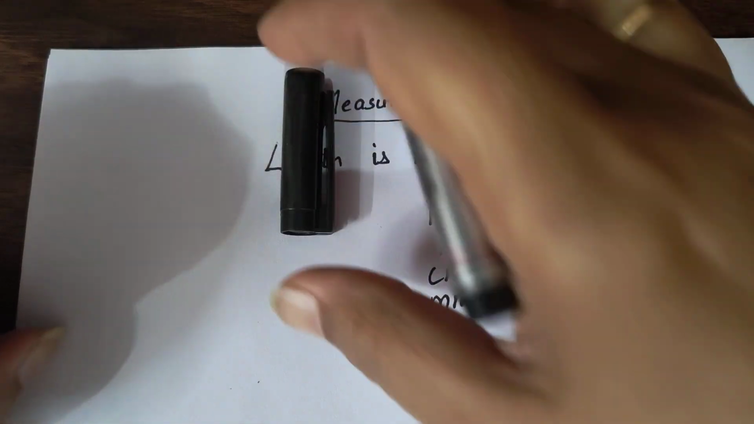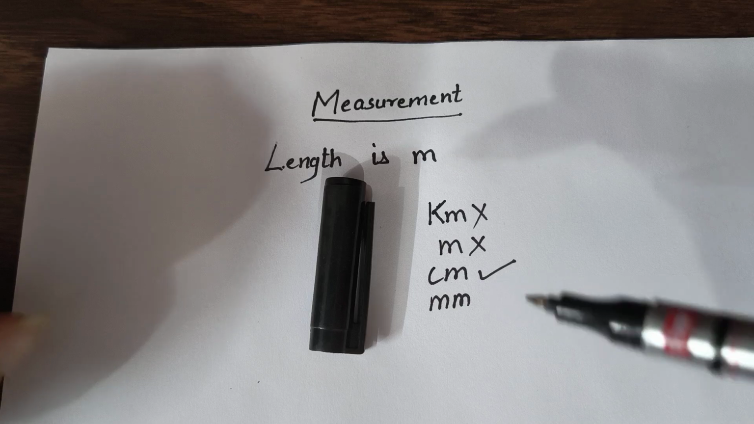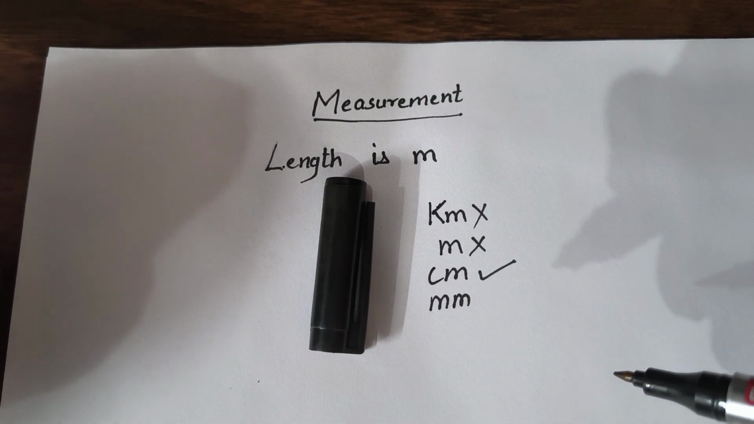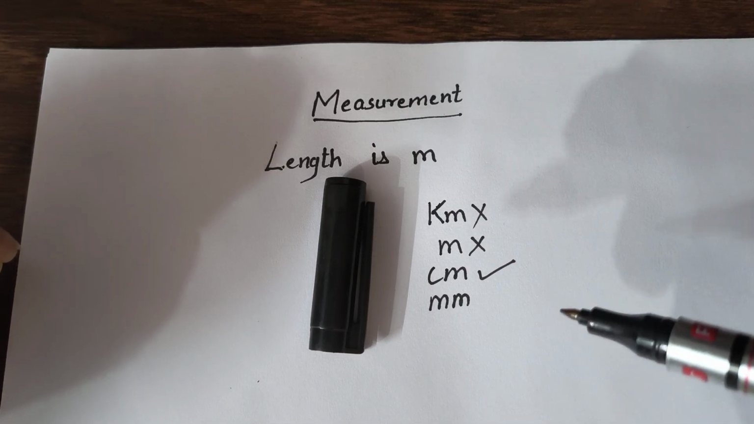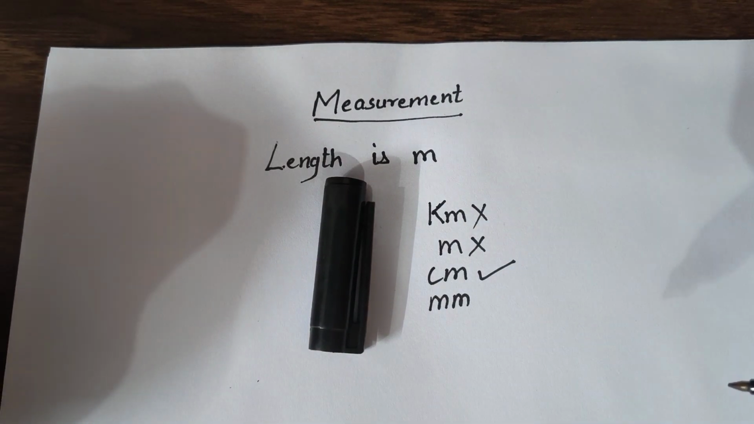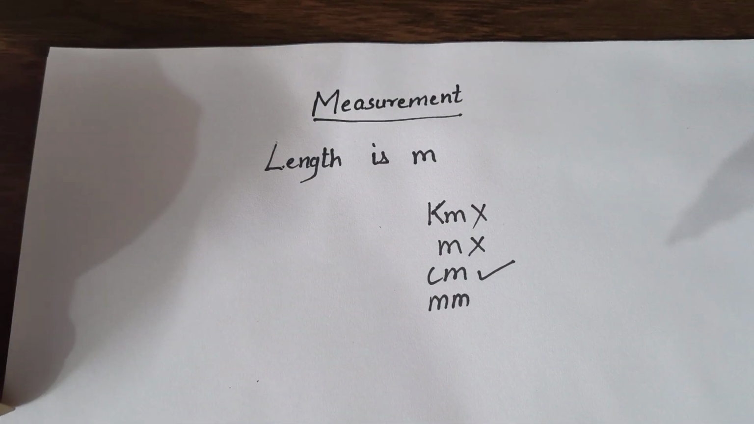Understood? If you have to measure a little bigger thing, then you will measure it in centimeter. If you are buying cloth, you will buy it in meters. And suppose you have to measure the distance between your school and your house, then you will measure in kilometer.